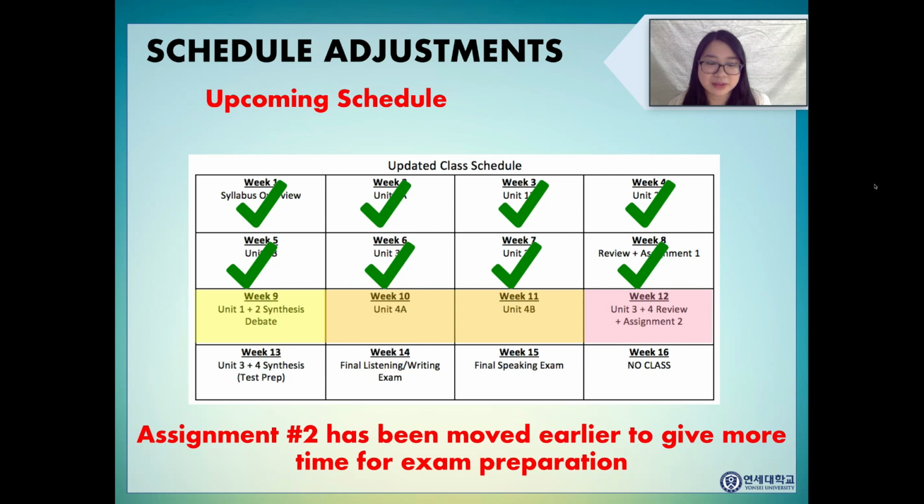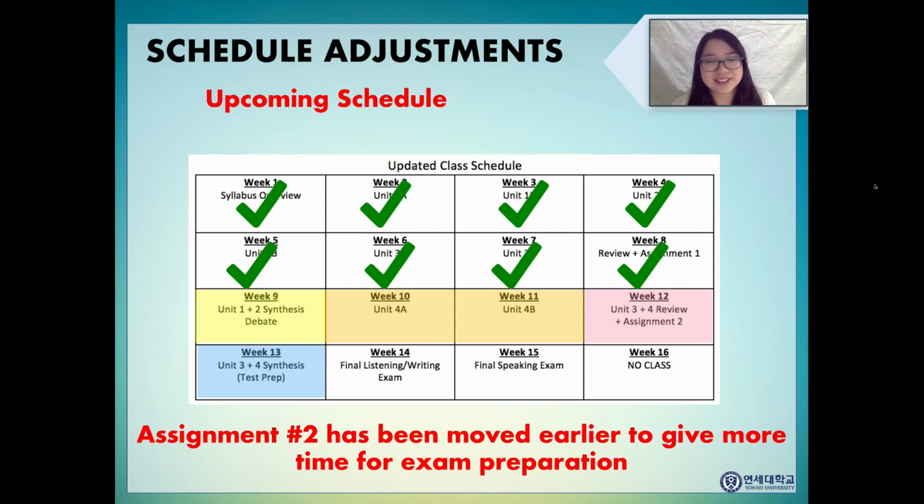So week 12, we'll begin assignment 2 so that you have more time to finish it before the final exam. Originally, I thought we might be in class for assignment number 2, but since we will be doing this online, we're going to give you some more time to complete your work. After our review class, we're going to have another synthesis class, but in this synthesis class, we're going to focus on test preparation. After the test preparation, we're going to have the final exam.